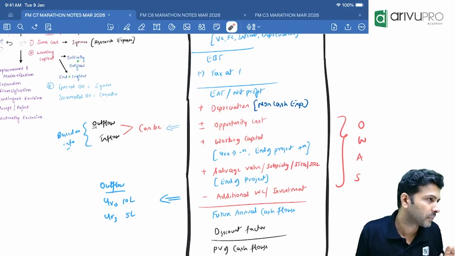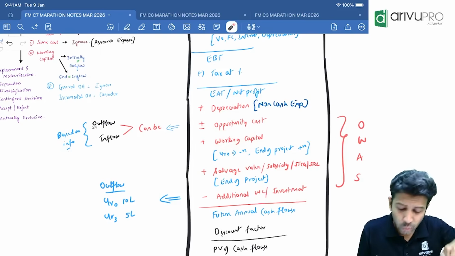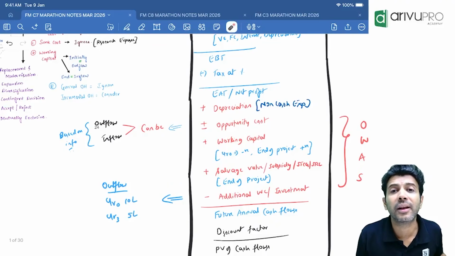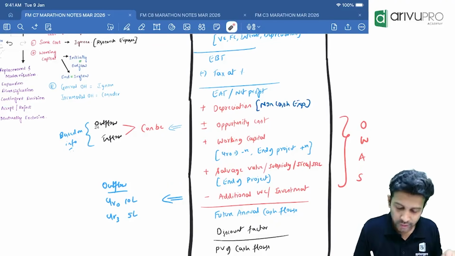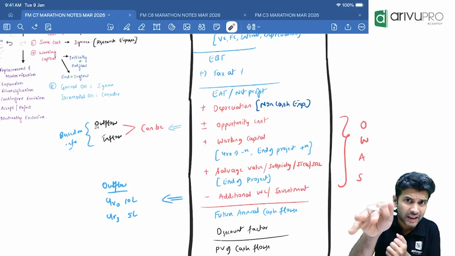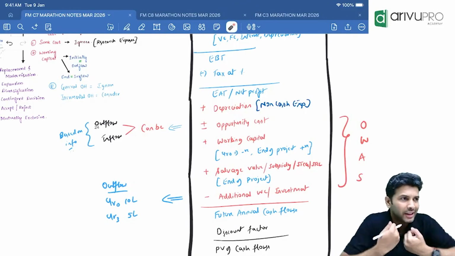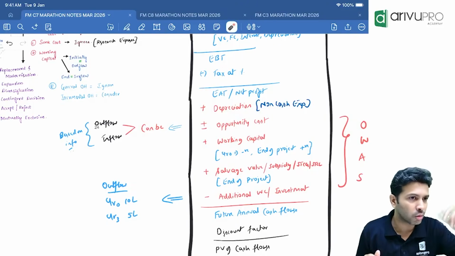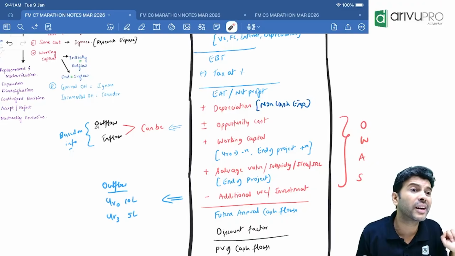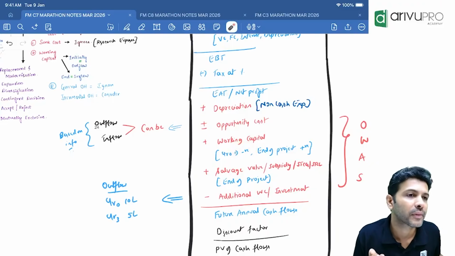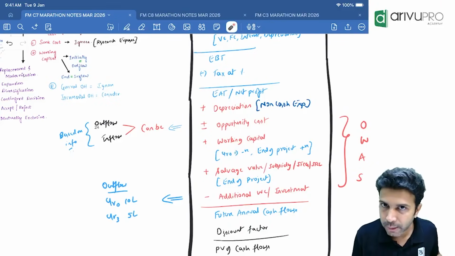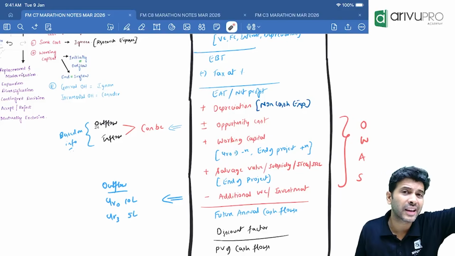Hence, whenever they give you working capital, at year 0, you will take it as what? Negative number. Year 0 means what? Now. When am I investing this working capital? Future or now? Now. And if I'm making the investment, money is coming in or going out of business? Money is going out. If money is going out, positive or negative? Negative number.